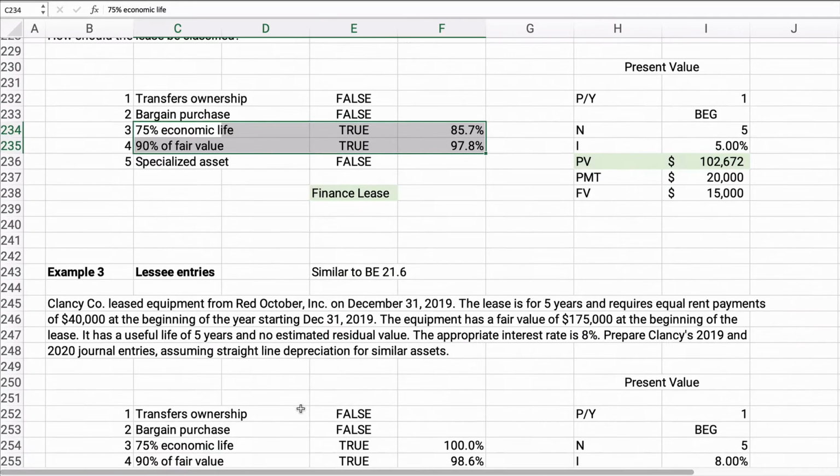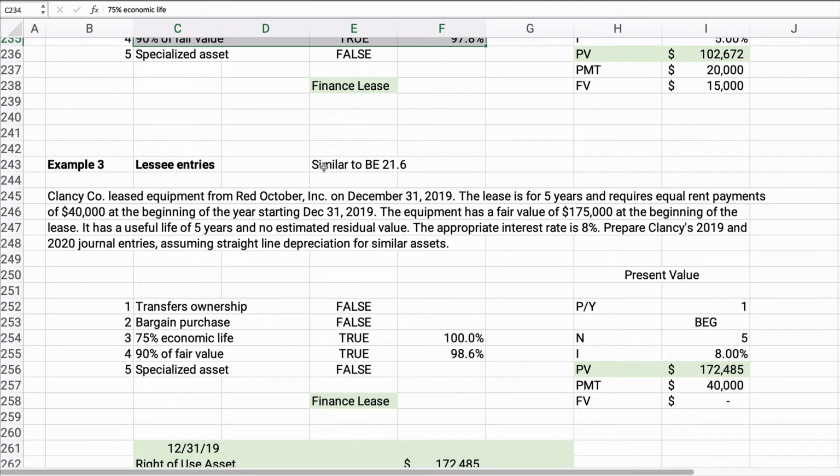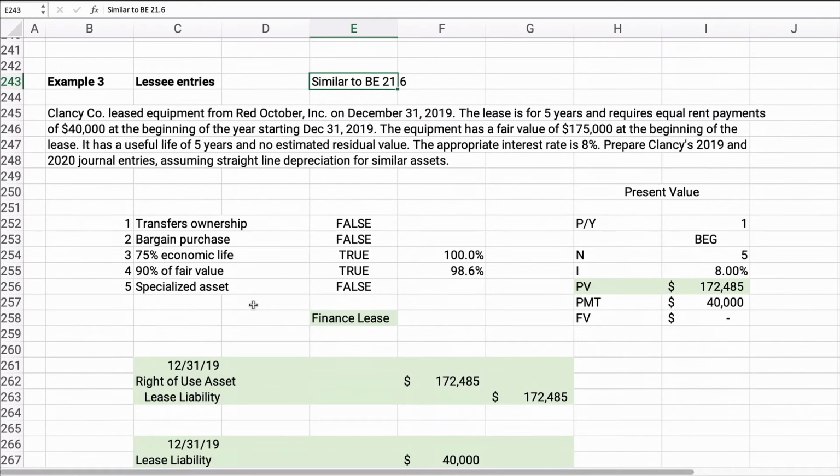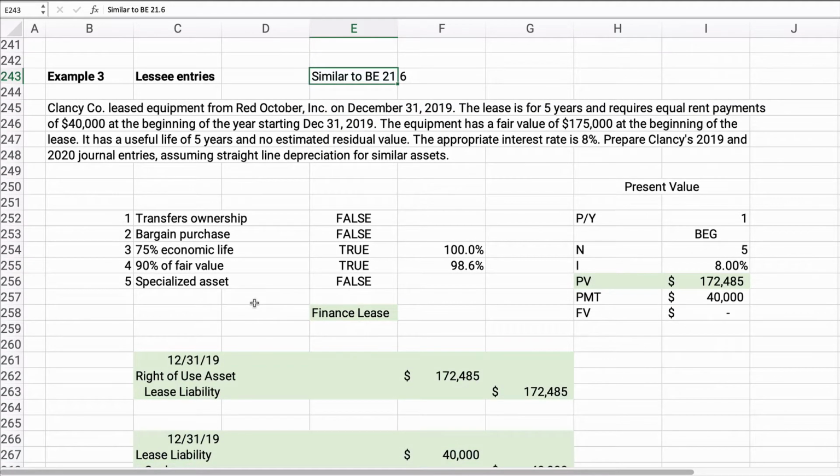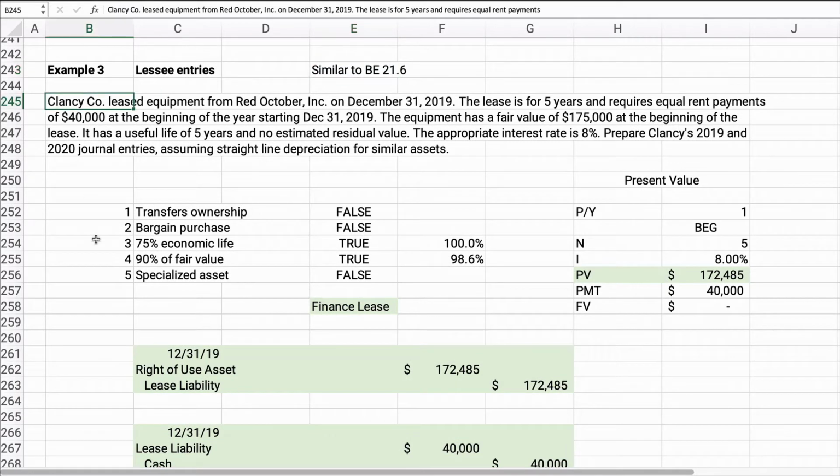Okay. Next one is very similar to brief exercise 6. All these are little homework problems. I'm just trying to give you good examples. Make sure you know what's going on. All right, so this one we have to do some lessee entries. So let's say Clancy Company leased equipment from Red October Inc. on December 31st, 2019. It's for 5 years, equal rent payments of $40,000 at the beginning of the year, starting December 31st. The equipment has a fair value of $175,000.